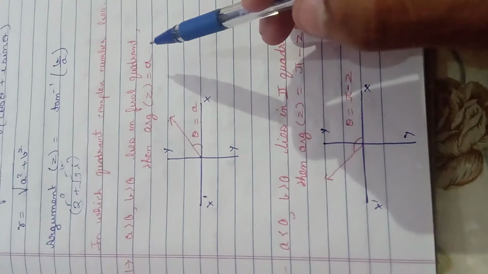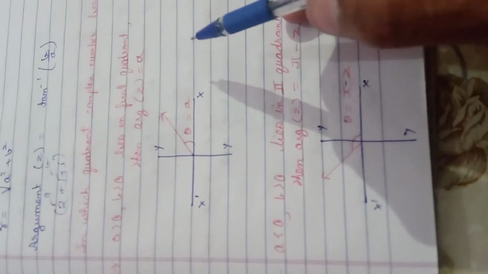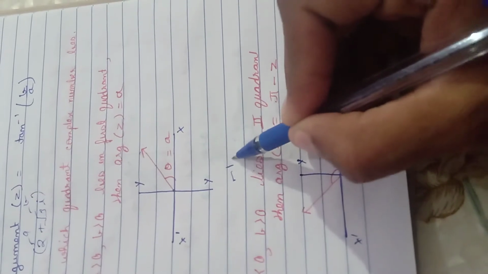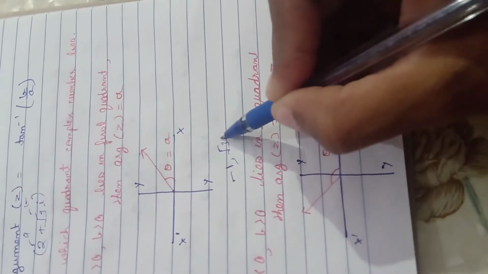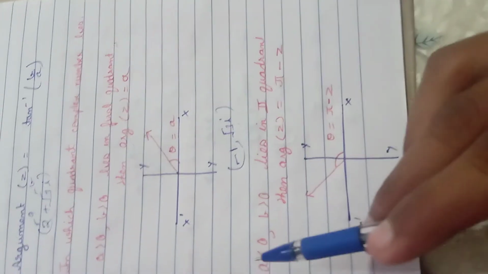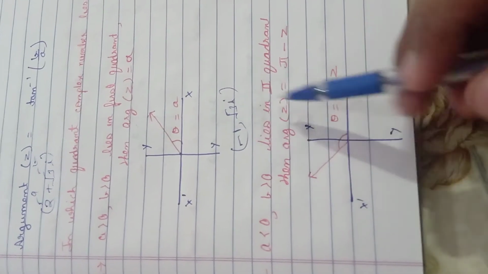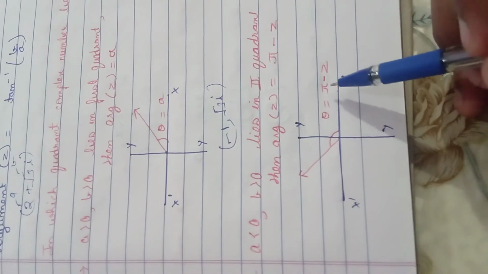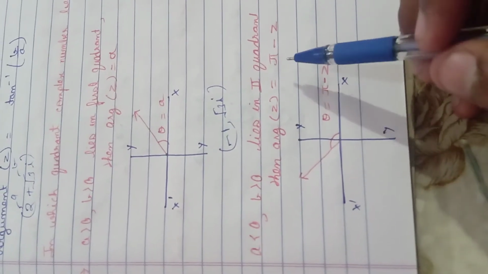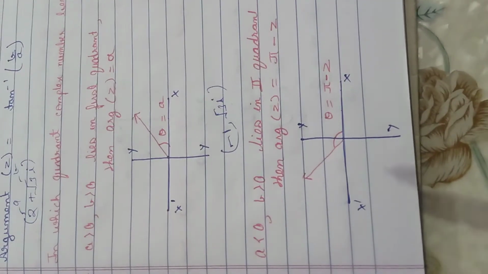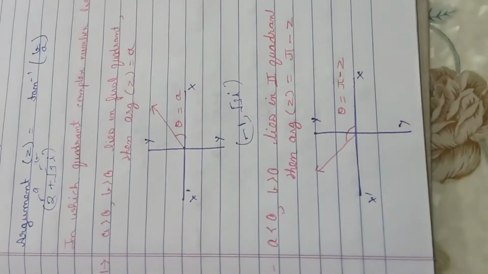If a is less than 0 and b is greater than 0, let this be a complex number -1 comma root 3 iota. In this a is less than 0 and b is greater than 0, so this condition will be pi minus z, and thus this z is calculated by this tan inverse b by a. So this will be calculated as pi minus z.